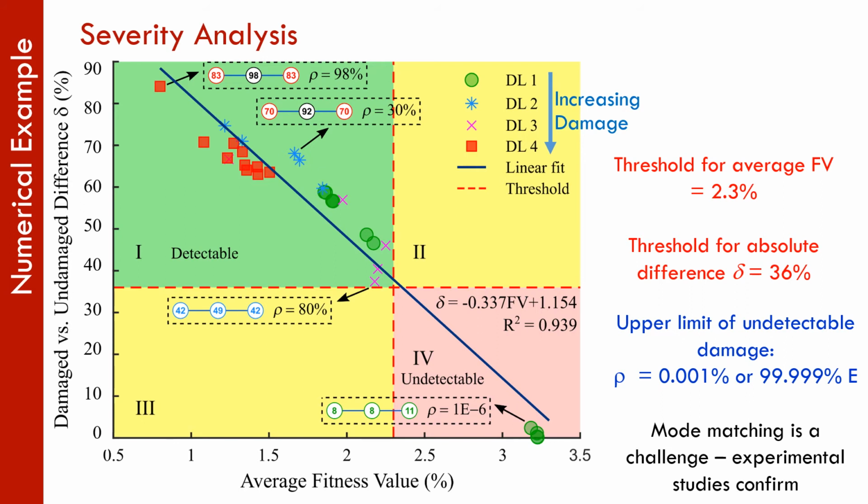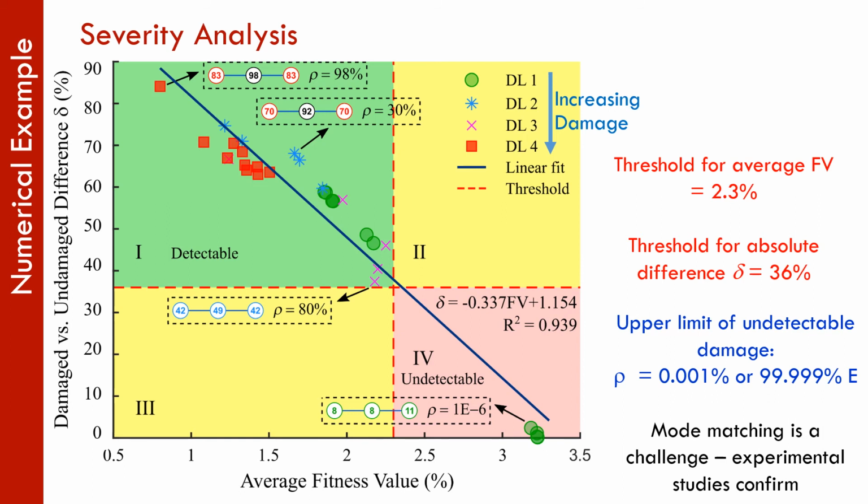So if you'll notice in the red blocks, you have a reduction in E of 98%, which means the beam is almost not there. And what we see is a 98% damage in the center with 83% on either side. We see that decrease as we go to a damage reduction of 30%, which would leave an E of 70%. And we still see that the damage is detectable, but with a 92% and then 70% on either side.